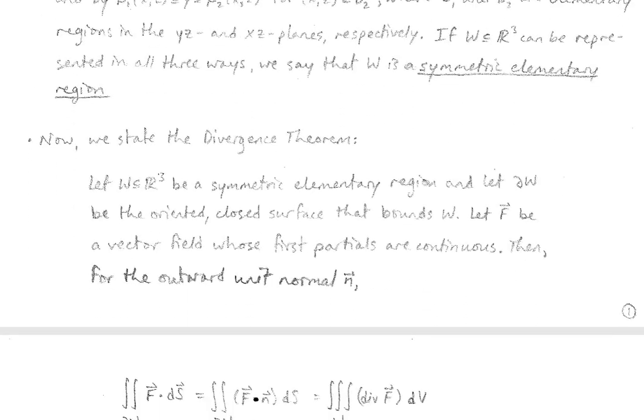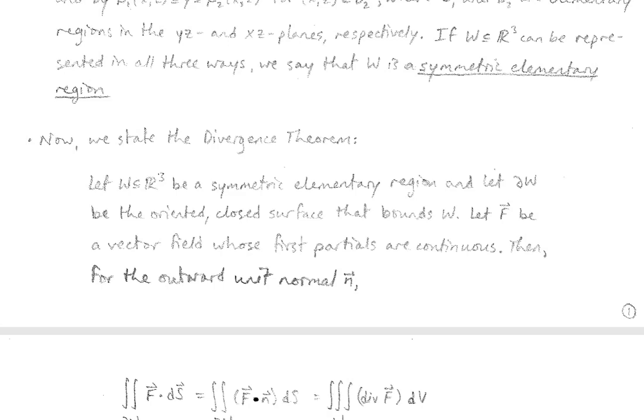Let W, which is a subset of R3, be a symmetric elementary region, and let ∂W be the oriented closed surface that bounds W. So W is everything on the inside of that outer layer that's closing in our region. ∂W is just that outer layer, that outer surface. Let capital F hat be a vector field whose first partial derivatives are continuous.